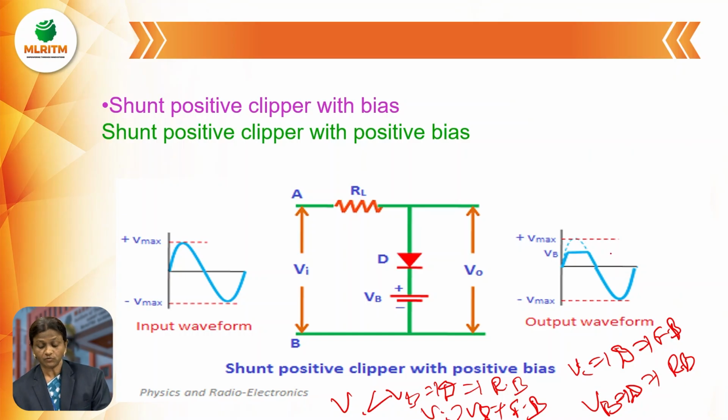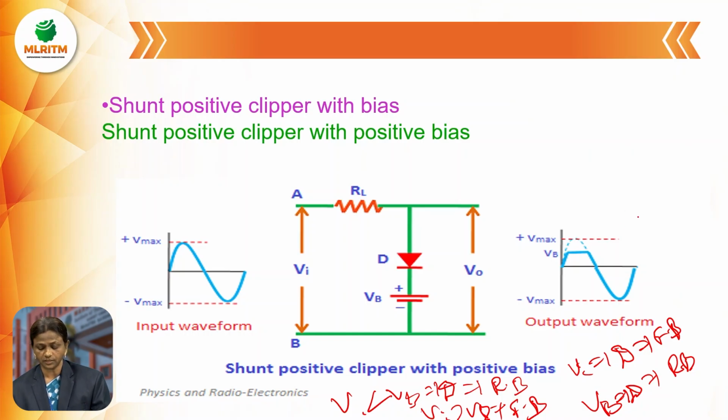Next, when VI is greater than VB, above VB, diode D is in forward bias. In shunt connection, when diode D is in forward bias, the corresponding output equals 0. When the output equals 0, that portion must be cut off at the output side. That's why the portion above VB is represented by a dotted line. This is the removable, or cut off, portion.